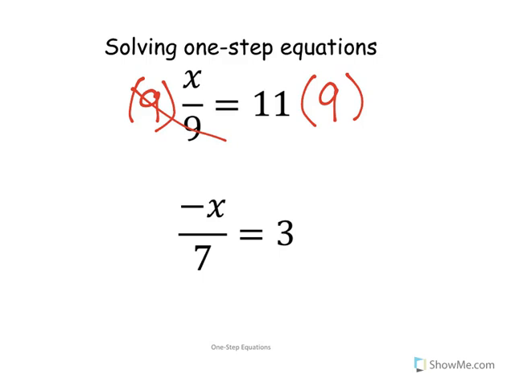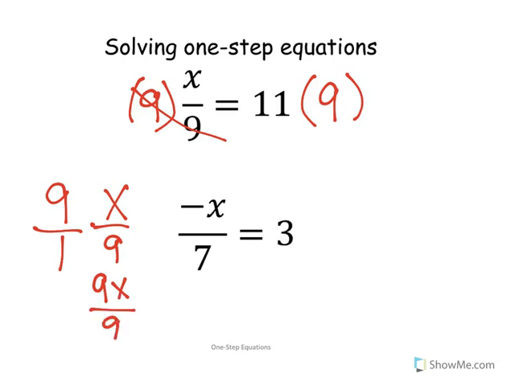I multiplied 9, which has a denominator of 1, by x, which has a denominator of 9. Now, what would that give me? It would give me 9x divided by 9. Now, what do I notice here? I can divide the numerator and denominator by 9, and it just gives me x.